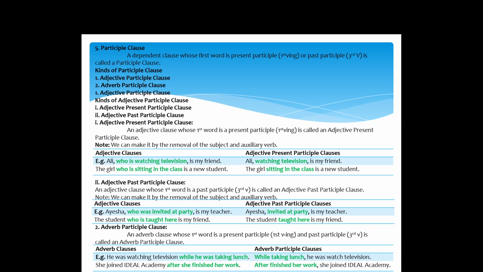I hope adjective participle clause is clear to you, and both its kinds, adjective present participle clause and adjective past participle clause, are clear to you. If you still have questions, you can ask me in the comment box. The second kind of participle clause we have got is adverb participle clause. What is an adverb participle clause? An adverb clause whose first word is a present participle or past participle is called an adverb participle clause.